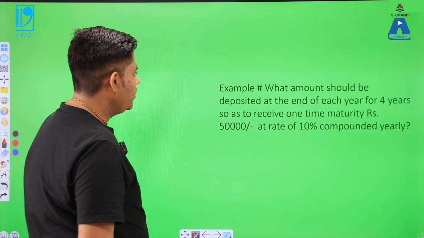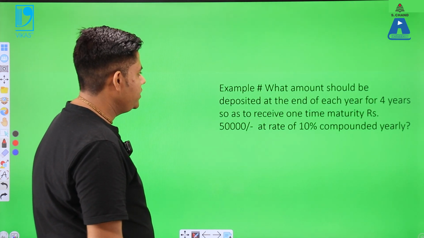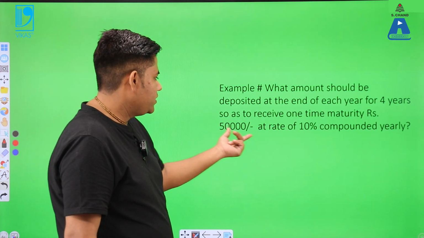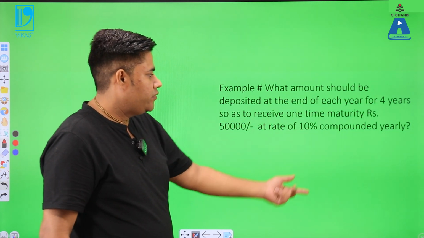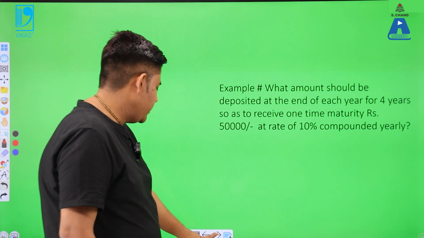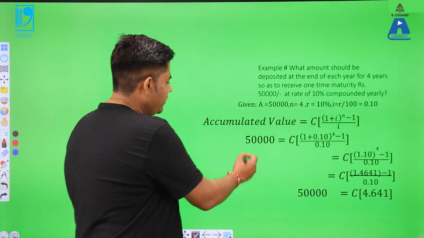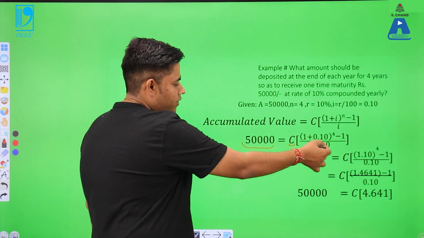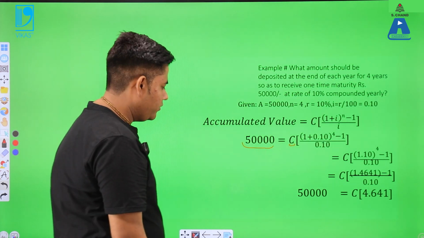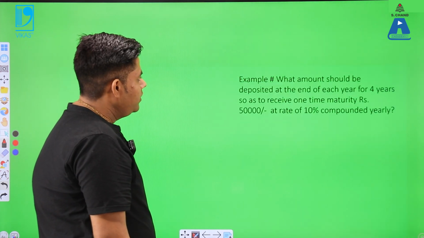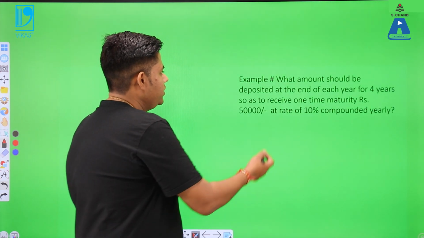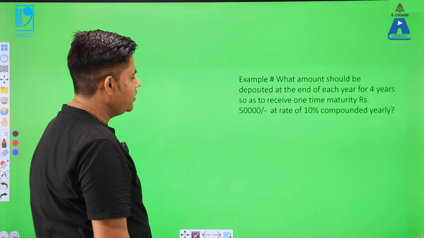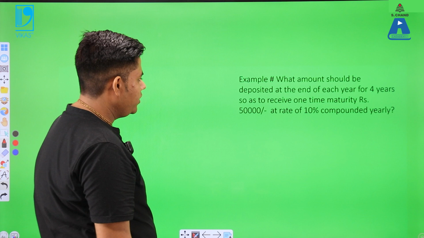Another example: what amount should be deposited at the end of each year for 4 years so as to receive a one-time maturity of rupees this much, at a rate of 10% compounded yearly? This is the same set of question in which you have the accumulated value here and C is required. So the rate of interest can be substituted here and you can easily find out the value of C. Another question says, what amount should be deposited at the end of each year for 4 years so as to receive a one-time maturity of this.